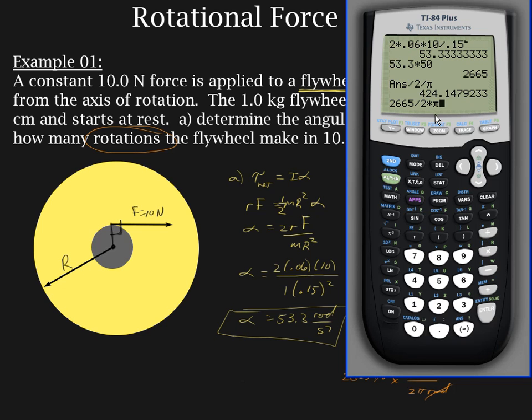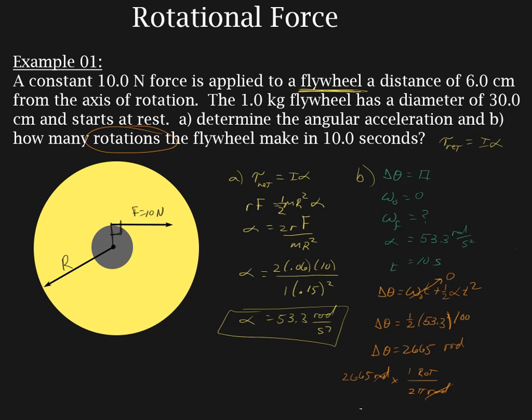So make sure you're using enough parentheses to make sure that the order of operations works out the way you're intending them to work out. All right, so our answer is 424 rotations. So ultimately, delta theta is equal to 424 rotations.